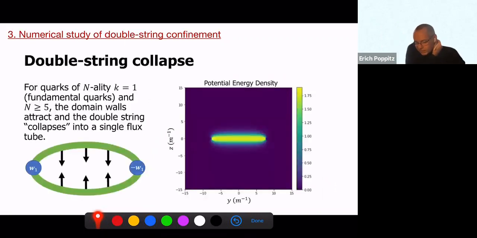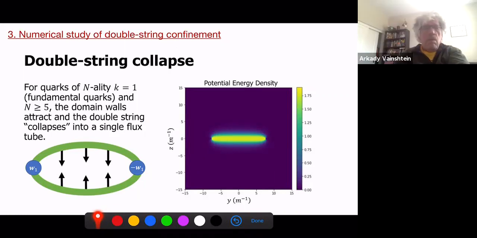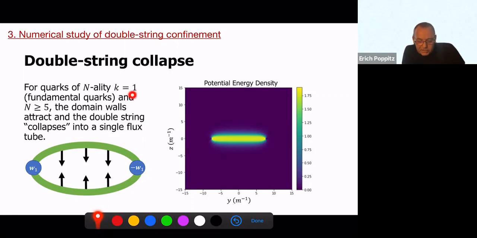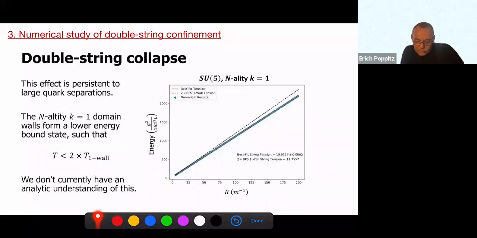And the most striking thing, which was just unusual, and I don't know what it's telling us, is that only for fundamental quarks do the domain walls attract. You consider a configuration of two different BPS1 walls, and only if they are appropriate to confine fundamental quarks, they attract. What you get is a single flux tube, so everything collapses, and there is no double string structure, okay? So these walls form a bound state. This is for SU5 with N-ality K=1. This is the first time this appears. This is twice the BPS string tension, and you see that the string tension here is less. So these walls collapse and they have lower energy than twice the BPS string tension.